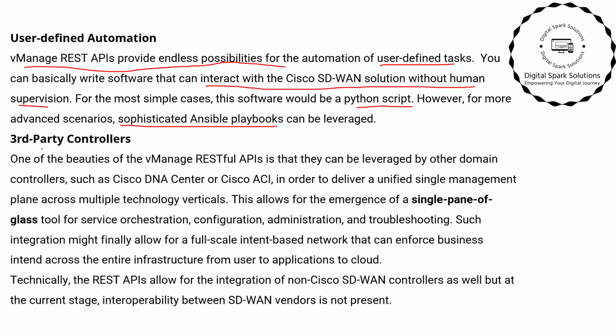Third-party controllers. One of the beauties of the vManage RESTful APIs is that they can be leveraged by other domain controllers, such as Cisco DNA Center or Cisco ACI, in order to deliver a unified single management plane across multiple technology verticals. This allows for the emergence of a single pane of glass tool for service orchestration, configuration, administration, and troubleshooting. Such integration might finally allow for a full-scale intent-based network that can enforce business intent across the entire infrastructure from user to applications to cloud.